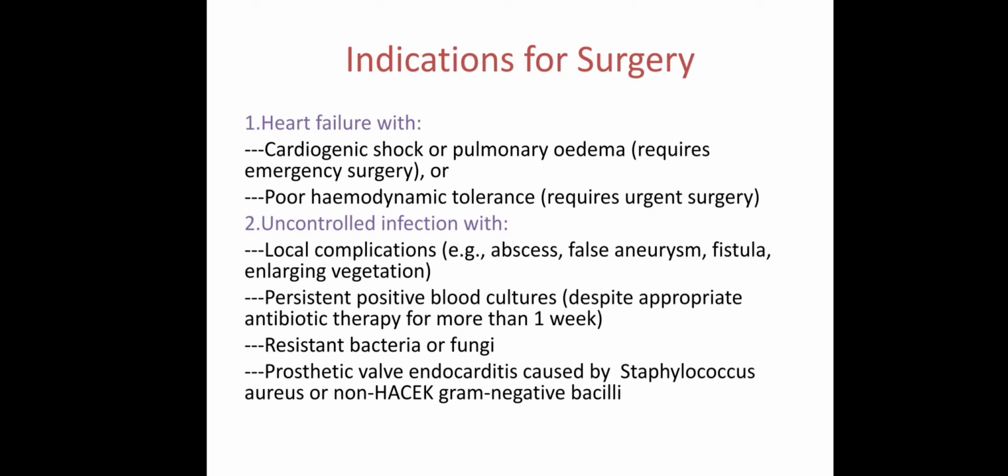Now, what's the indication of the surgery? The indication of the surgery is if somebody is having cardiogenic pulmonary edema despite the treatment, or poor hemodynamic intolerance, or someone who has developed an abscess, aneurysm, or fistula, or someone with persistent positive blood culture despite antibiotics for more than a week, or resistant bacteria or fungi, or prosthetic valve endocarditis caused by Staph aureus or non-HACEK organisms. So these are the indications for the surgery.